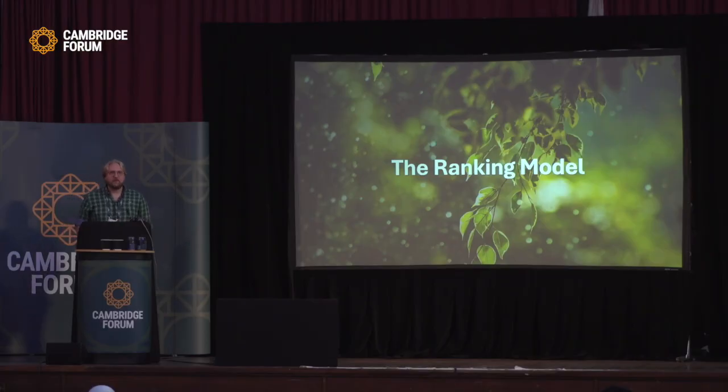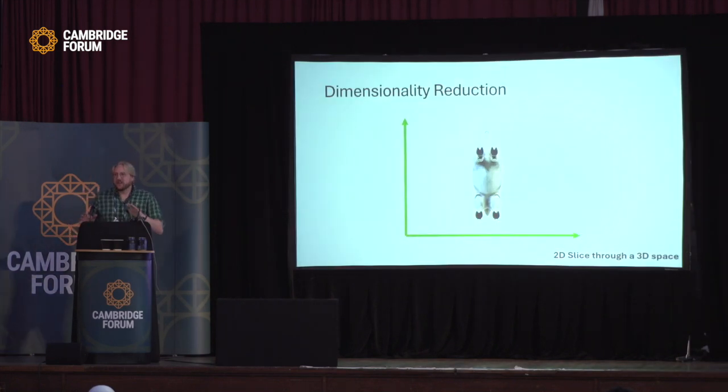But I thought it'd be vaguely interesting to have a closer look at the ranking model. I don't know how much people know about large language models. Some of you probably know loads, some of you probably not much at all. And if you know loads, I'm sorry. I'm not trying to teach you how to suck eggs. But the first thing I need to talk about is dimensionality reduction.